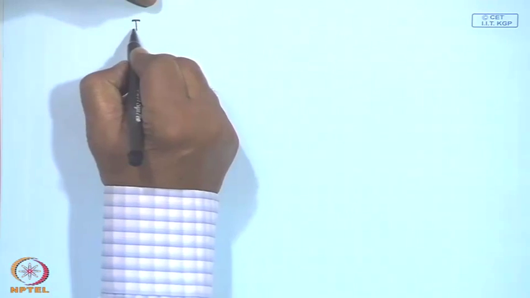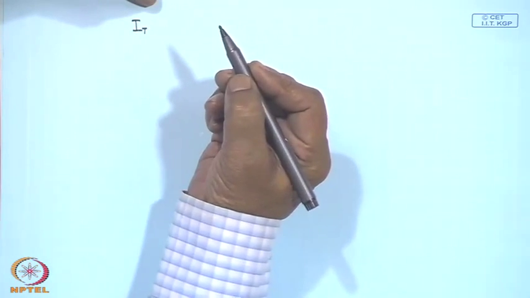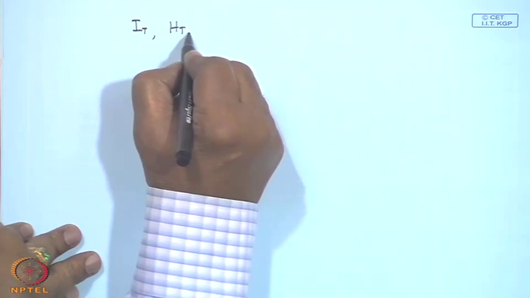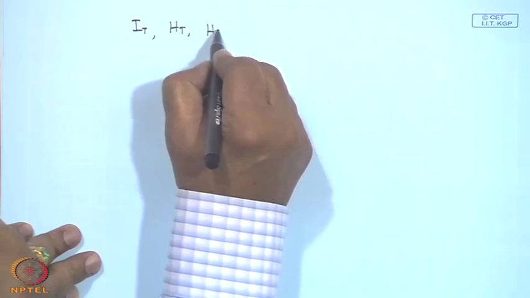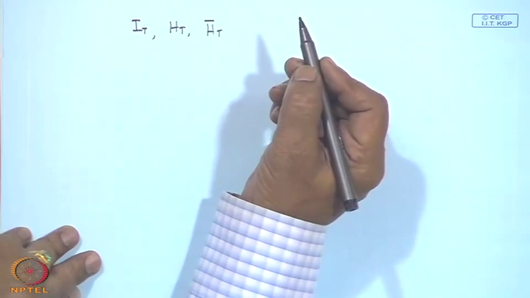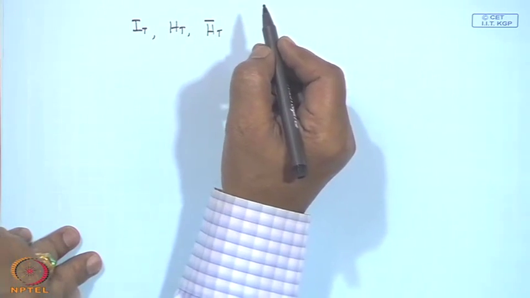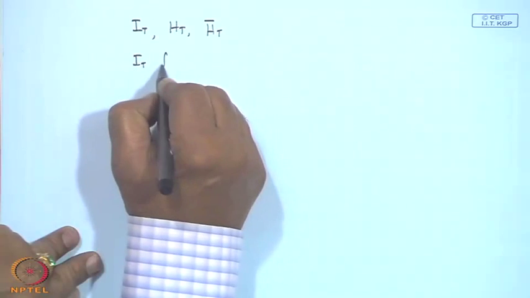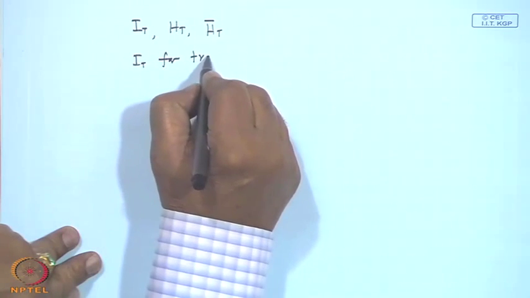This is to let you know that we had calculated IT for an hour or HT for a day or HT bar for the month applicable for fixed surfaces. That means beta is fixed, gamma is fixed, right? But these are tracking, that is one thing. IT for tracking surfaces.